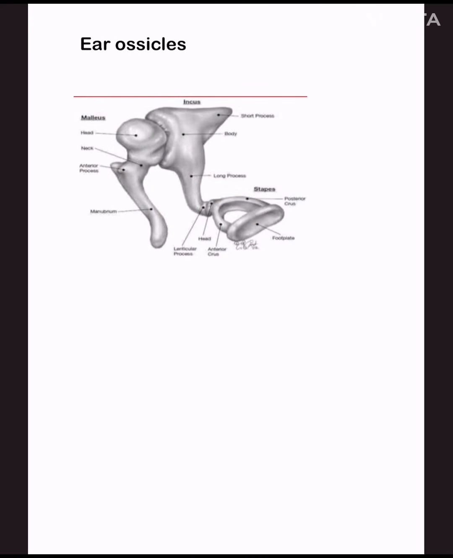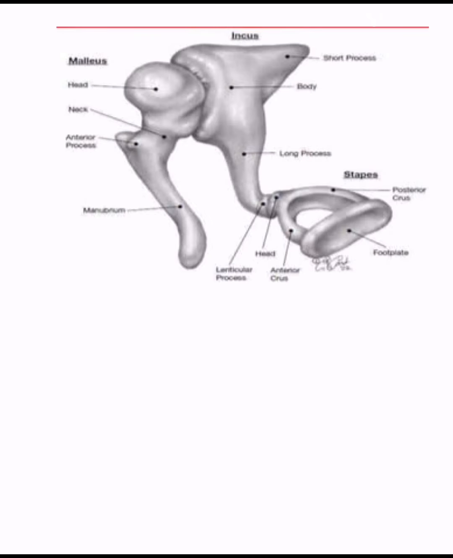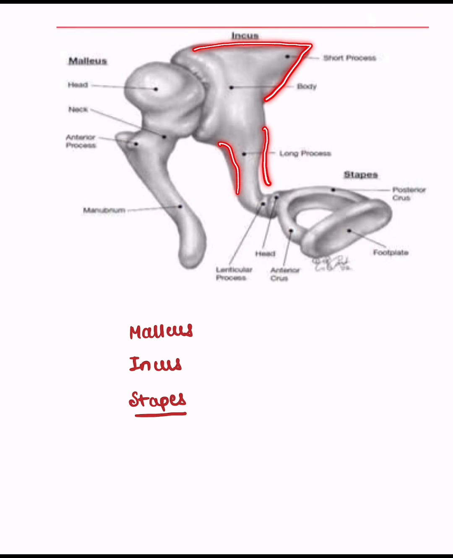Next, we will see about the ear ossicles. There are 3 ear ossicles, namely malleus, incus, and stapes. The malleus consists of an anterior process, a lateral process, the handle of malleus, and a head and neck. The incus consists of a short process, a long process, and a lenticular process. The stapes consists of anterior crura, posterior crura, and a footplate.